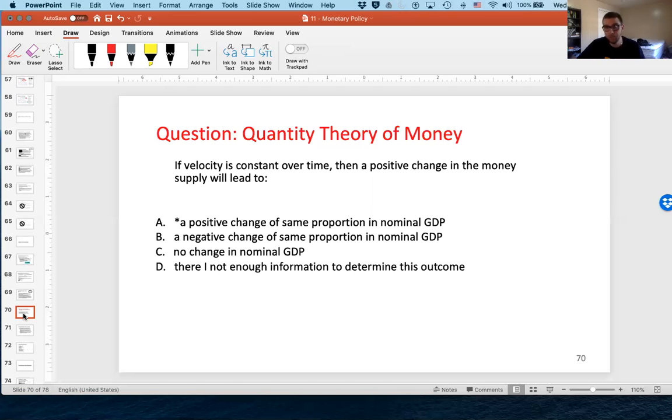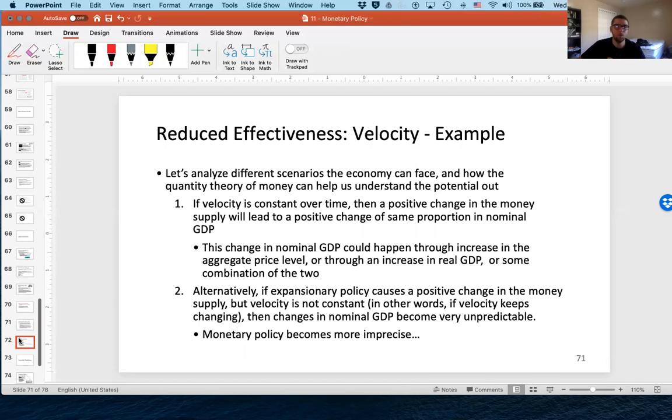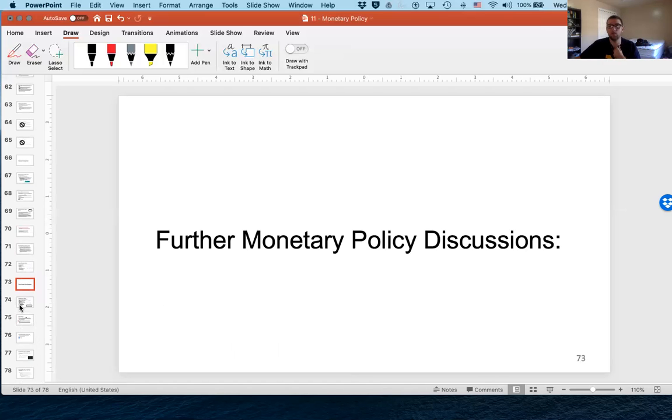Okay, so a question: if velocity is constant over time, then a positive change in the money supply will lead to what? A positive change in the same proportion of the nominal GDP. All right, so this is what happens, assuming that identity. But as we talked about, we have to know how much the money velocity will be in order to make sure how much you should increase money supply to impact the nominal GDP. Sounds good? So these are the pitfalls: timing, quality of the data, and also understanding the idea of velocity of money. And lastly, I want to talk about further monetary policy discussion.